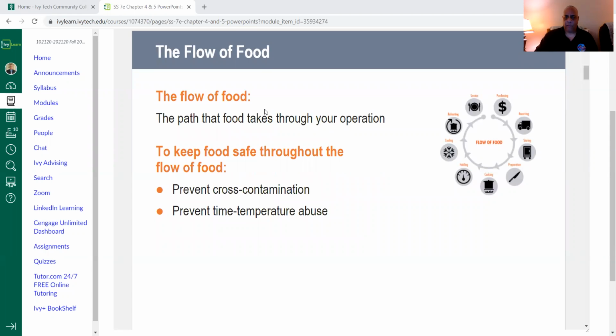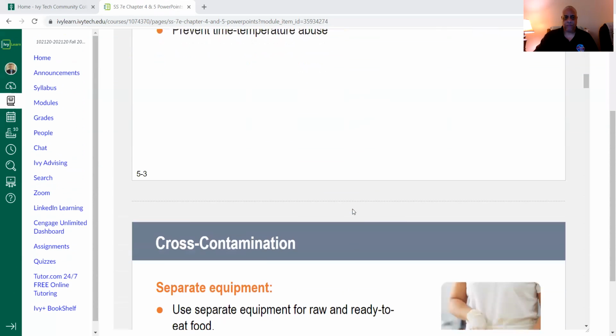Now, when we deal with the flow of food, what I'm talking about is the path that food takes through your operation. As you see here in the upper right-hand corner, you see how food is flowing through the operation. Each item is part of a system, just like a supply management system or conveyor belt. Now, to keep food safe throughout the flow of food, number one, you have to prevent cross-contamination. Number two, prevent time temperature abuse.